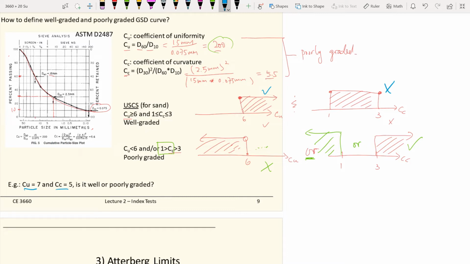But when we check for poorly graded, first of all, C sub U is not greater than 6, so it's not fulfilling the first criteria. But C sub C equal to 5 is greater than 3, so it fulfills this case. And since this is all conditions, it works as a poorly graded soil.